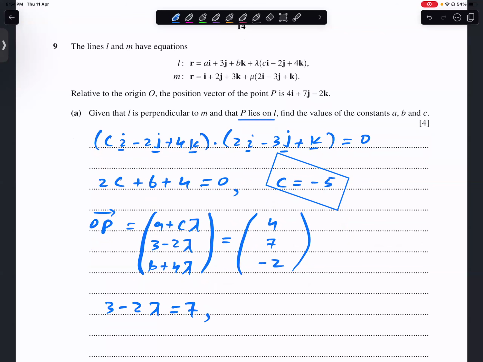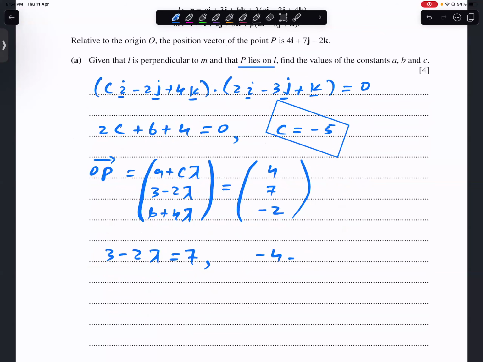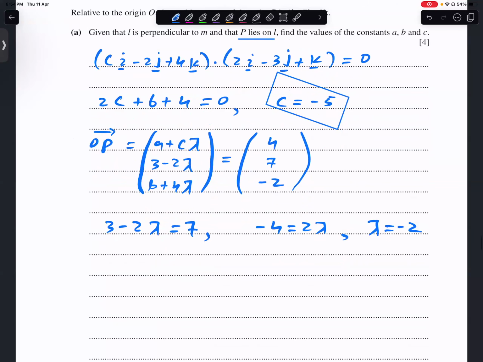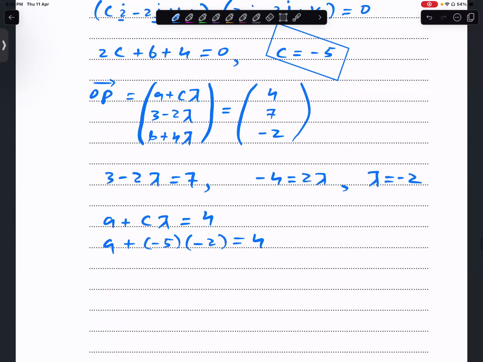From this, you can see that 3 minus 7 is minus 4, which equals 2 lambda. So lambda will be minus 2. Now if you equate x, a plus c lambda is equal to 4. C is minus 5 and lambda is minus 2, so a plus 10 is equal to 4. So a is equal to minus 6.